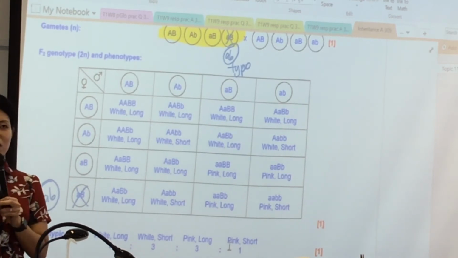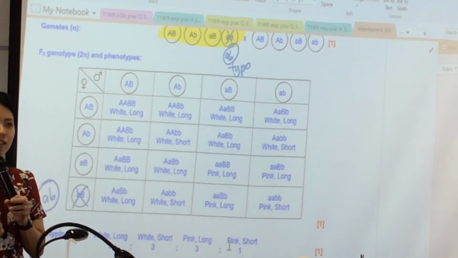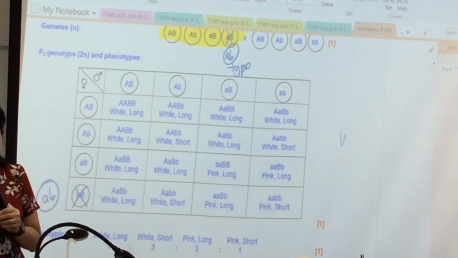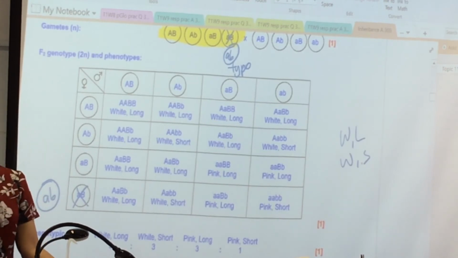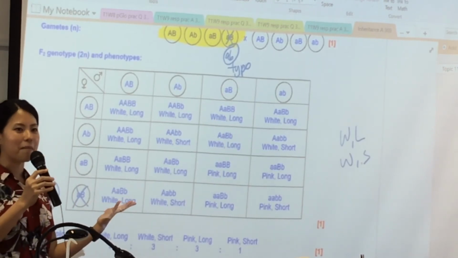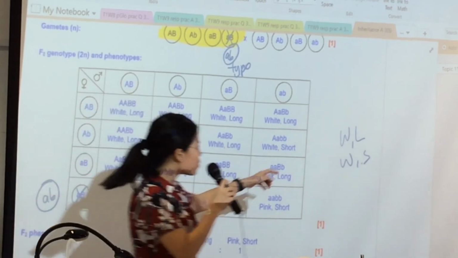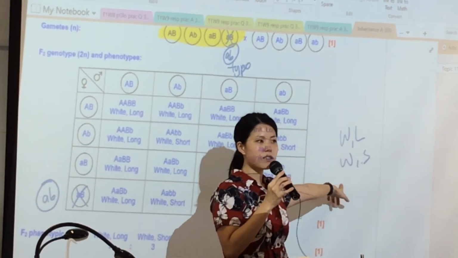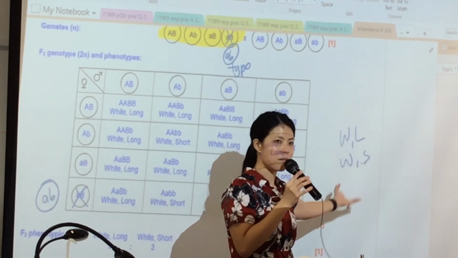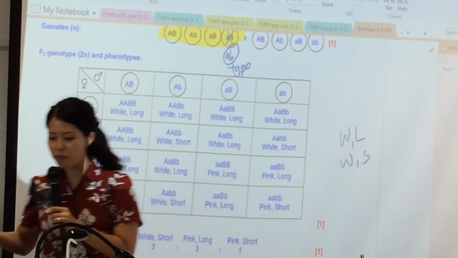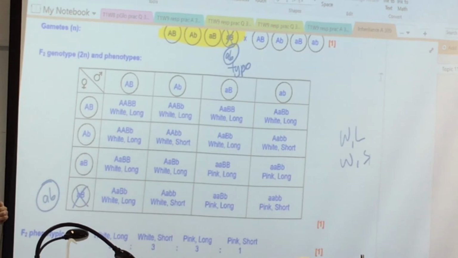Sometimes students ask me, in the exam I'm desperate already, I have only 1 minute, can I use short form? I write like this, white long, white short. I mean, can, but try not to unless you really have no time. Some of you, if you write WL, WS, make sure you have a key at the side to tell the examiner what WL and WS mean, if you are really desperate and have no time.